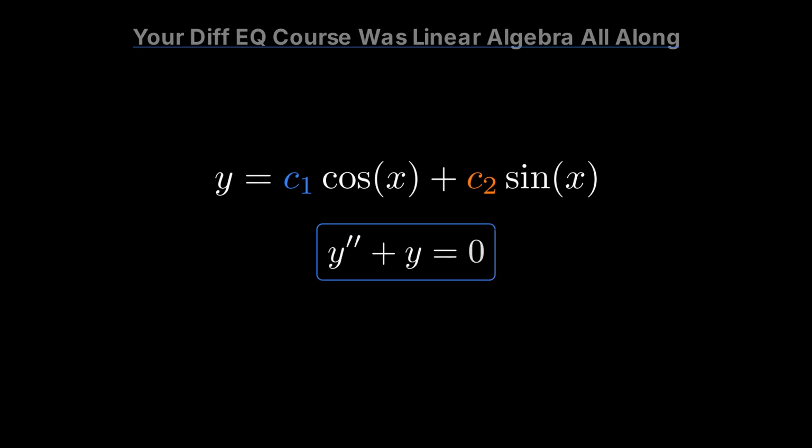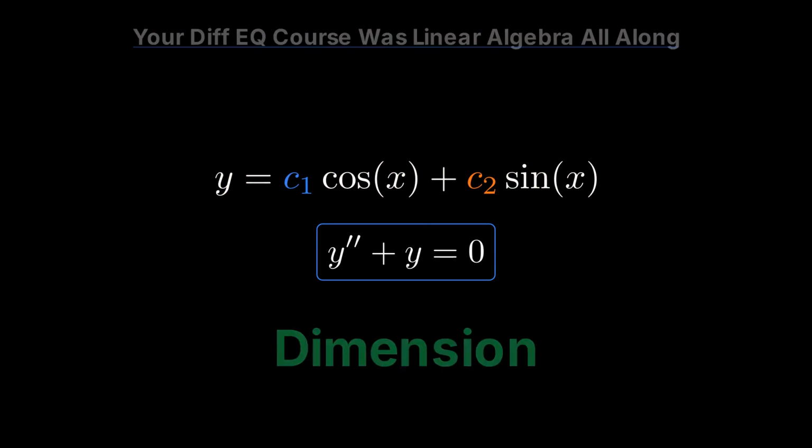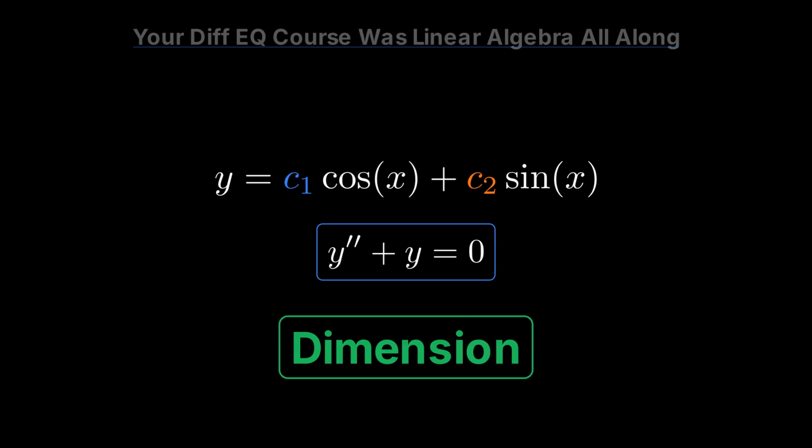You've written this 100 times. y equals c₁ cos x plus c₂ sin x, the general solution to y'' plus y equals 0. Two constants, two functions. There's a reason it's exactly 2, not 3, not 1. And there's a reason it looks like a linear combination. It is 1. And this is a linear algebra problem in disguise. The answer comes down to one word: dimension.